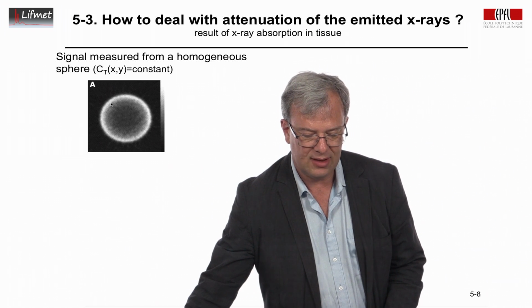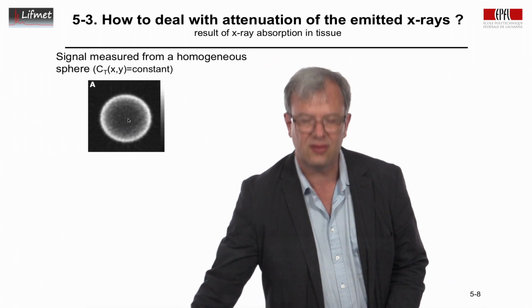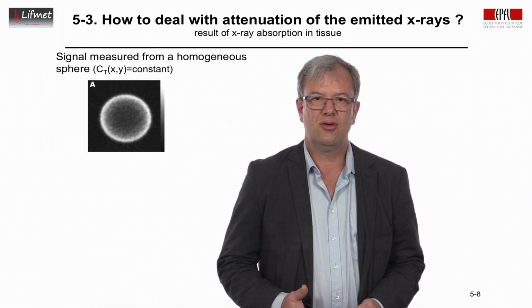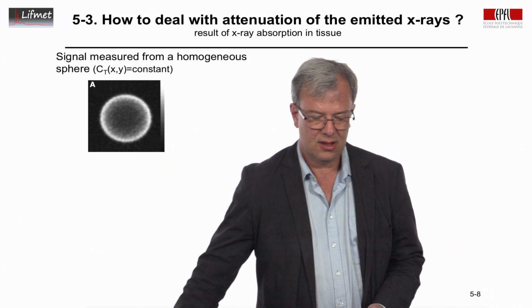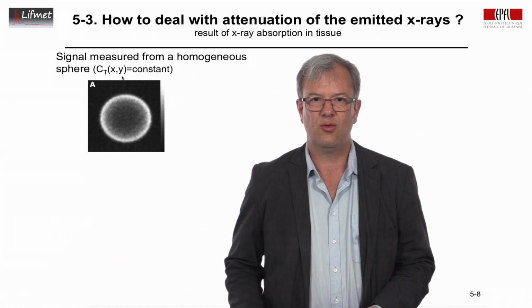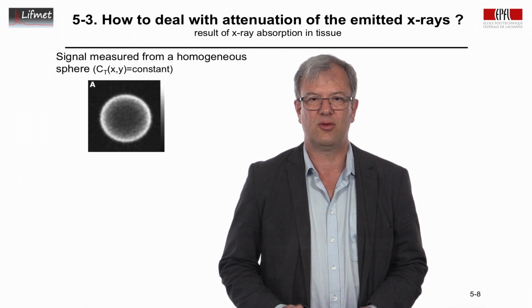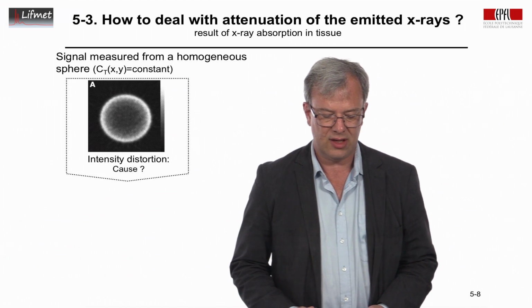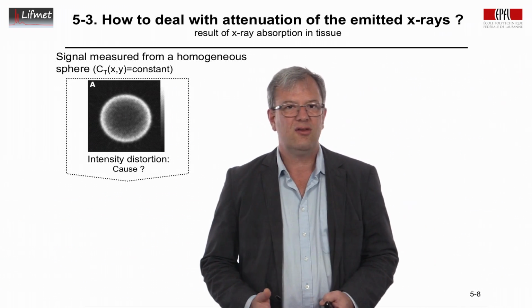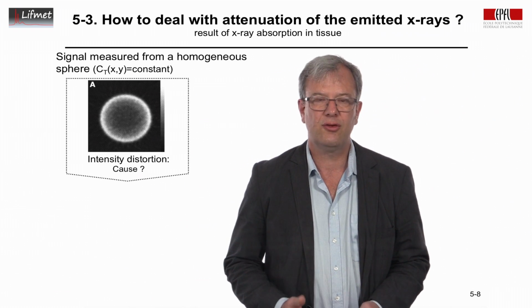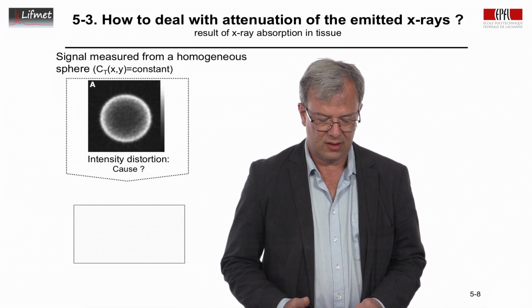We are getting bright intensity at the surface, and it is dark inside. This is not the tissue radioactivity, CT, that we would like to measure. We know in this case it is constant, it is homogeneous, yet what we're measuring is something that's bright on the outside and dark on the inside. So what is the cause for this intensity distortion? And I want to now explain this.